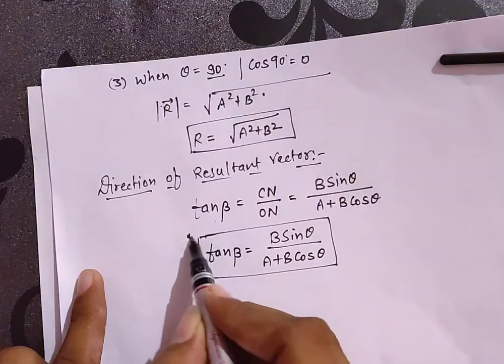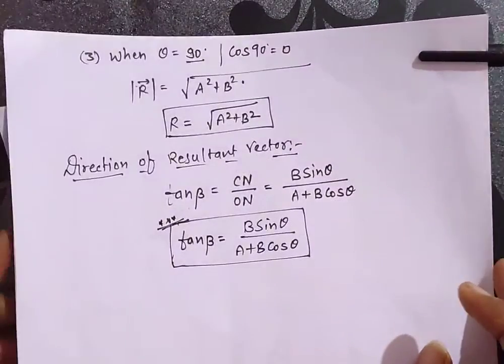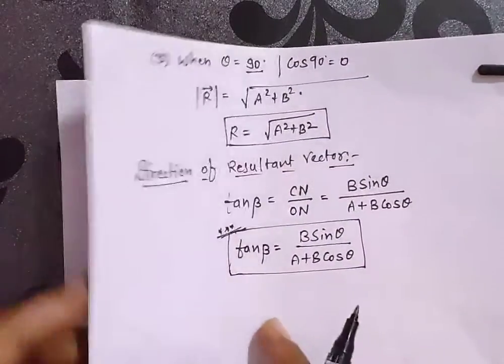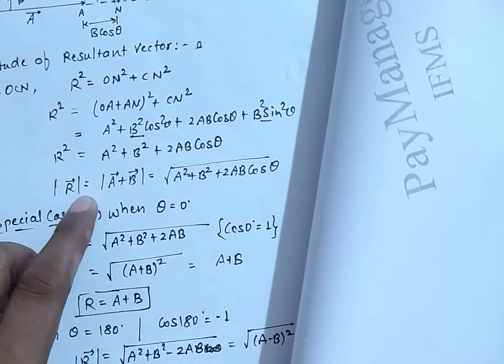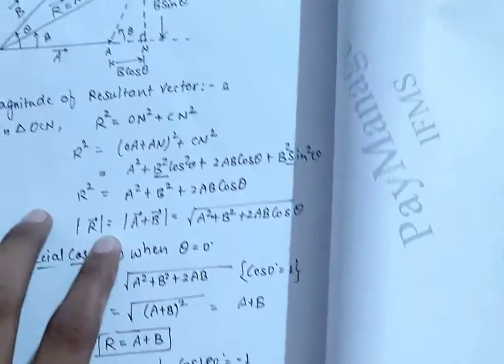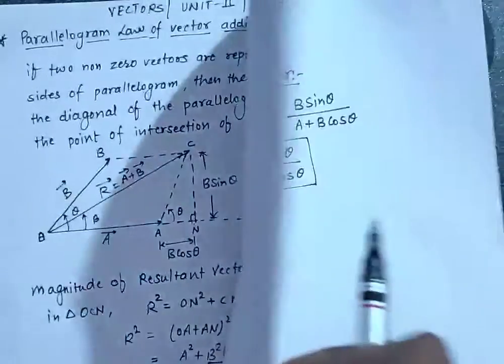So this formula gives the direction of the resultant vector, and this formula gives the magnitude of the resultant vector when we apply the parallelogram law of vector addition of two vectors.